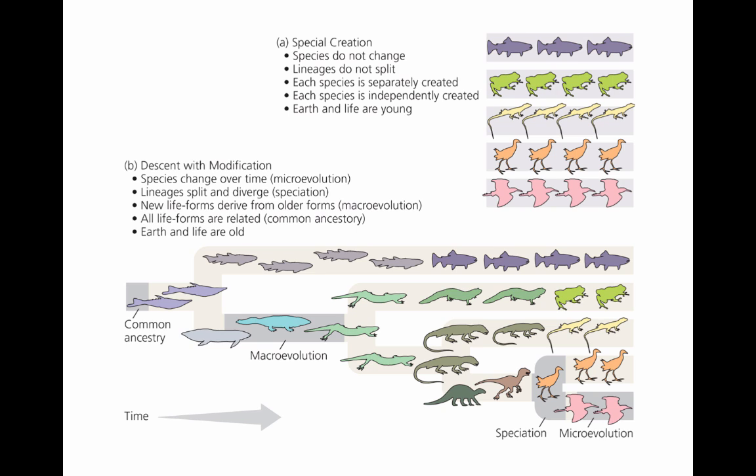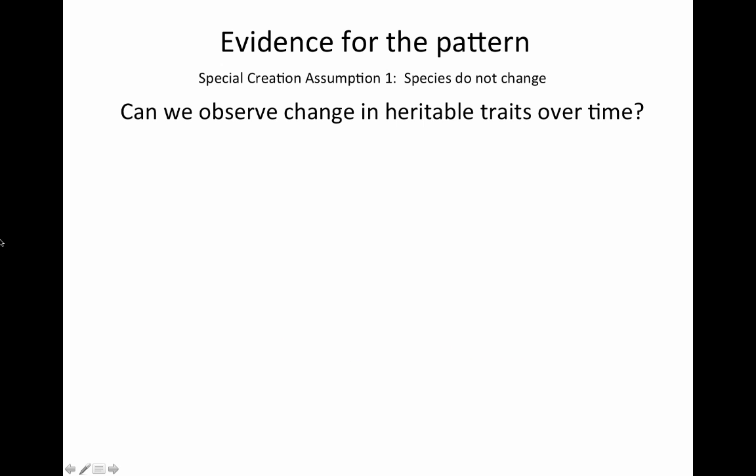And special creation predicts that each species is independently created, whereas descent with modification predicts that all life forms are related to one another through common ancestry. And special creation predicts that Earth and life are young, whereas descent with modification absolutely requires a large span of time for these minute changes to accumulate, and so Earth and life would have to be very, very ancient. So let's look at each one of these contrasting predictions in turn. Let's begin with the first prediction from special creation, that species do not change over time.